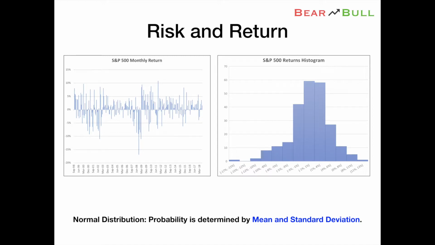And the normal distribution has an important characteristic. Its probability can be determined by two factors, the mean and the standard deviation. The mean relates to the average of the data points in our sample. And the standard deviation is related to how spread apart the data points are, meaning how much of a roller coaster ride the market is giving us here.